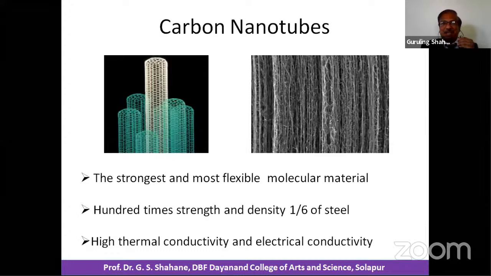Carbon nanotubes, a very popular material, very interesting material. What is the beauty of this material? It is the strongest and most flexible molecular material. It has 100 times the strength and 1/6 the density of steel. If you compare this carbon nanotube with steel, its strength is very high, but still its density is very low.